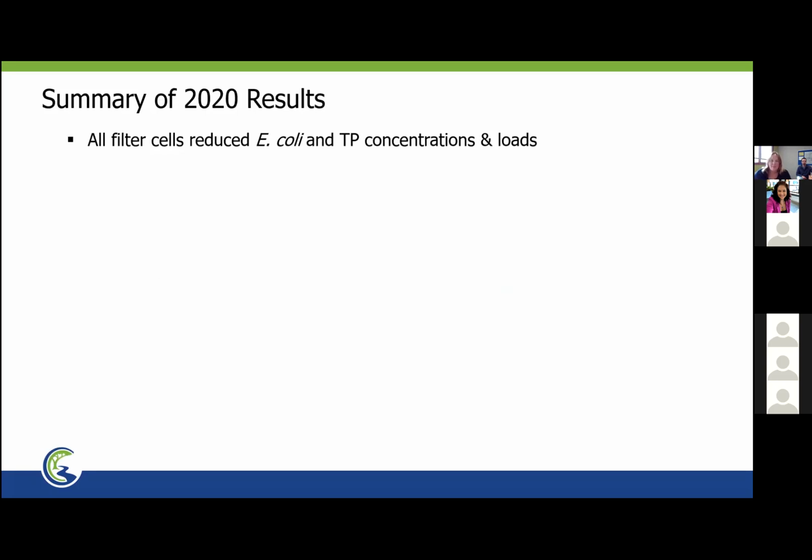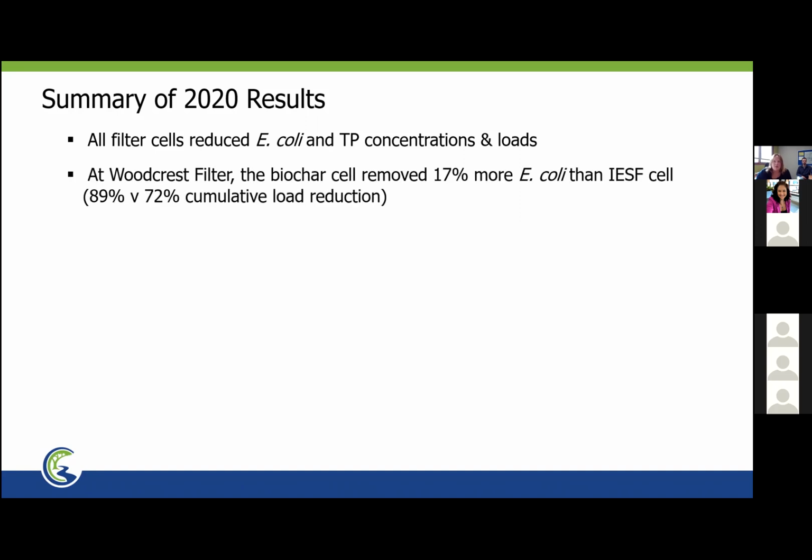So with that, before I tell you what happened this year, I'll give you a summary of the 2020 result. Basically, all of our filter cells reduced E. coli and total phosphorus concentrations and loads consistently. The Woodcrest filter, that biochar amended side, outperformed the iron side.